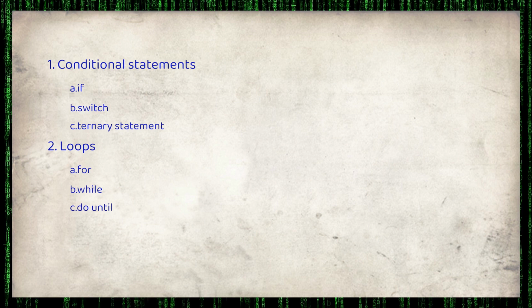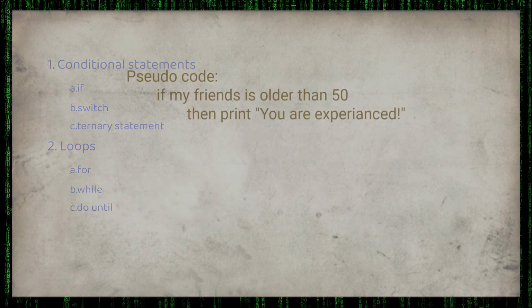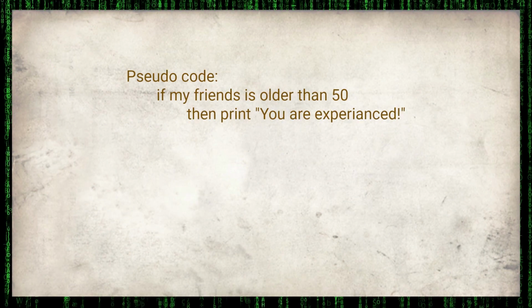A quick description of a conditional statement: if you want to do something, you can only do it on the condition that some requirement is met. A perfect example is one of the most used commands in programming languages, the if statement. With some pseudocode you could say something like, if my friend is older than 50, then do something. That's all you have to do. That is the most simple if statement that you can have.